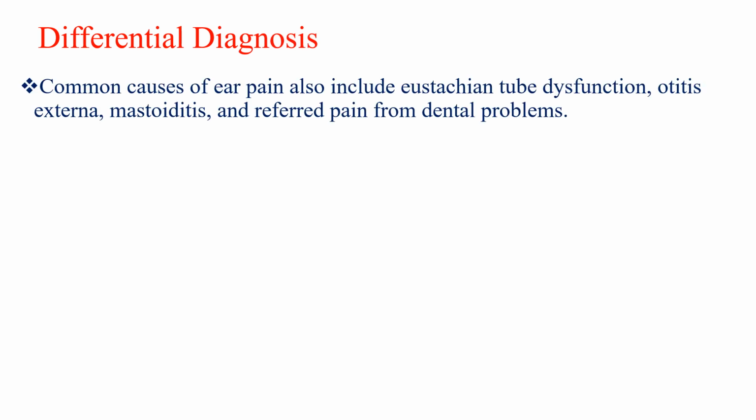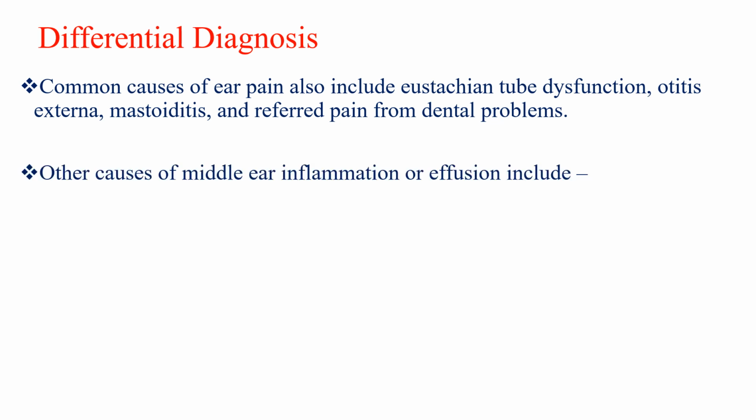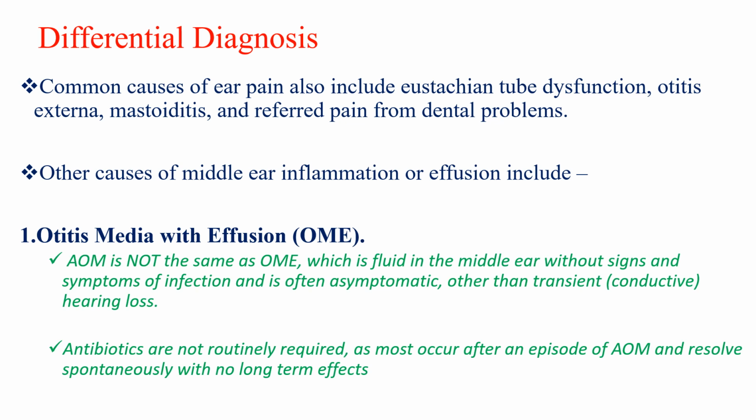Differential diagnosis for acute otitis media includes, for ear pain only, common causes of ear pain in addition to acute otitis media: Eustachian tube dysfunction, otitis externa, mastoiditis, and referred pain from dental problems. Other causes of middle ear inflammation or effusion include otitis media with effusion.